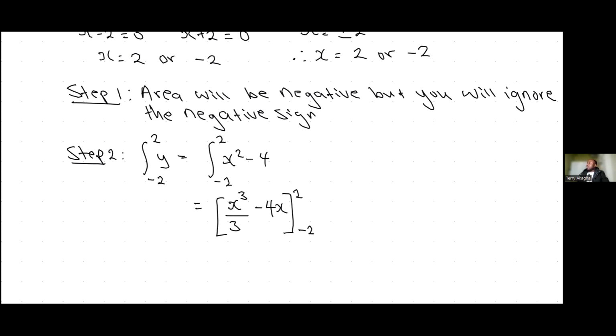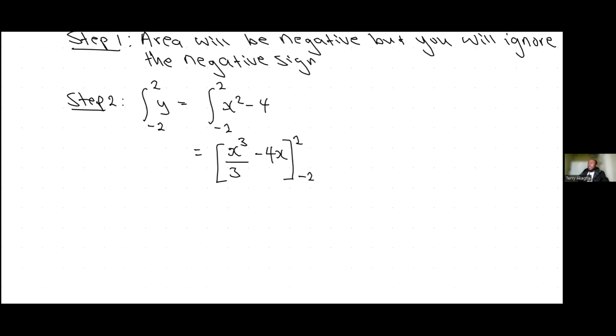Now, the next part I told you was that step 3, we then substitute the upper limit. The upper limit is what? 2. So anywhere you see x, you're going to put 2. So that's going to give us 2 cubed divided by 3 minus 4 times 2. Okay? And this is going to give us minus 16 over 3.